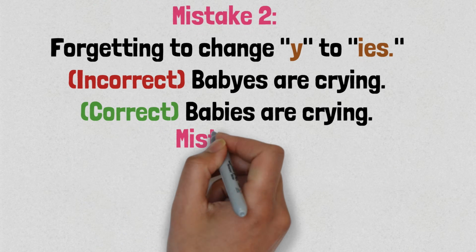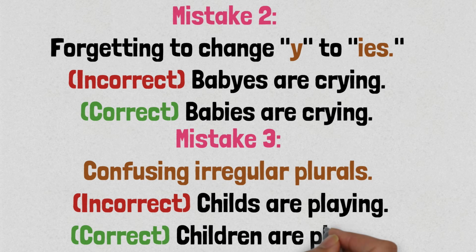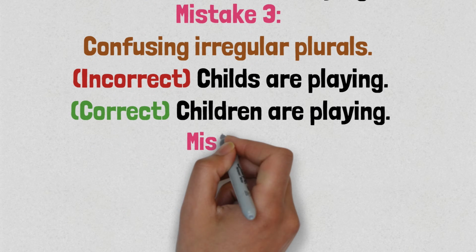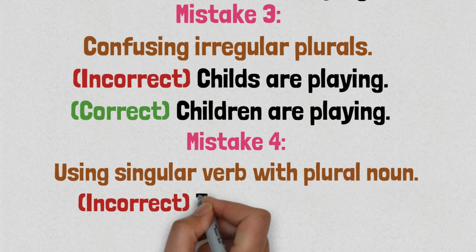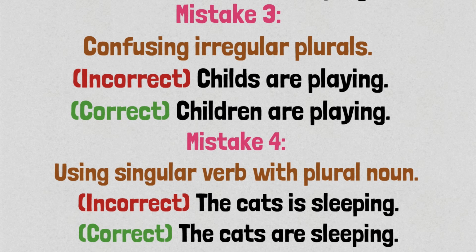Mistake 3: Confusing irregular plurals. Incorrect: Childs are playing. Correct: Children are playing. Mistake 4: Using a singular verb with a plural noun. Incorrect: The cats is sleeping. Correct: The cats are sleeping.